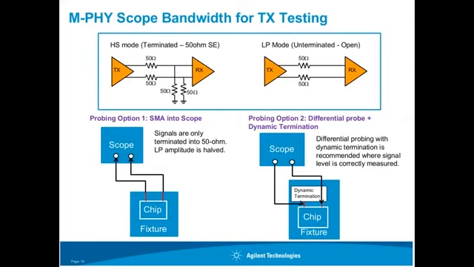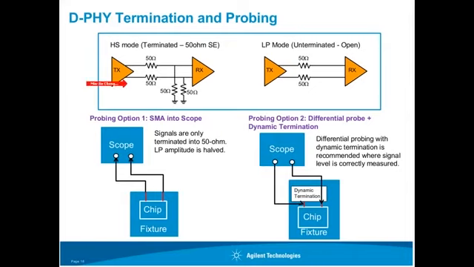Next, we want to discuss the termination and the probing options. For D-PHY HS mode, the signals are terminated into a 50 ohm single-ended to ground, as you can see on the top left picture. For the low power mode, the signals are unterminated or open to minimize the current flow to save power. So these are the two different types of terminations that you will find on the D-PHY interface.